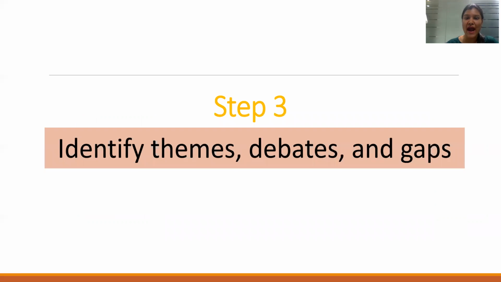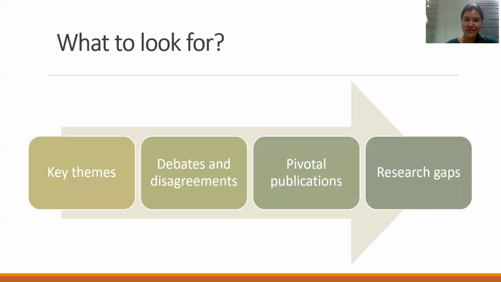Now step 3 is to identify themes, debates, and gaps. What to look for? First of all, you have to look for key themes, debates, and disagreements. When you come across a disagreement between authors, look whether it has been resolved in future research which has been published after that paper.